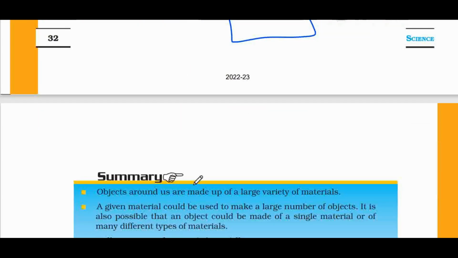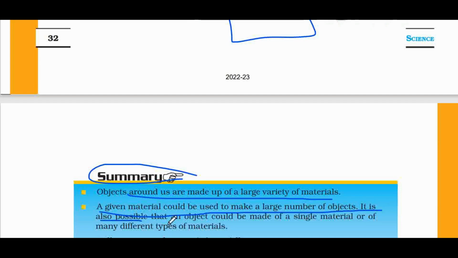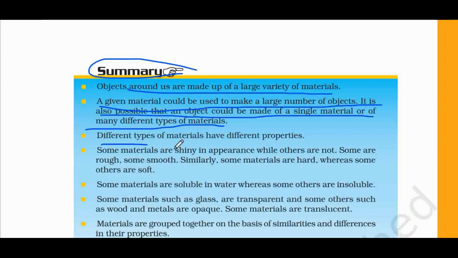Objects around us are made up of a large variety of materials, and a given material could be used to make a large number of objects. It is also possible that an object could be made of a single material or of many different types of materials. Different types of materials have different properties, and some materials are shiny in appearance while others are not. Some are rough, some smooth. Similarly, some materials are hard, whereas some others are soft.